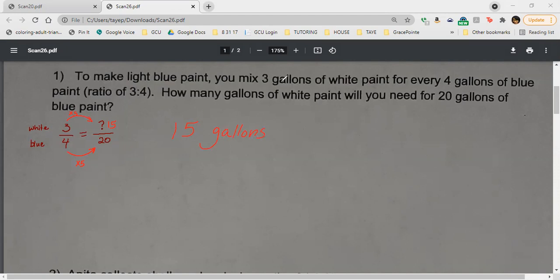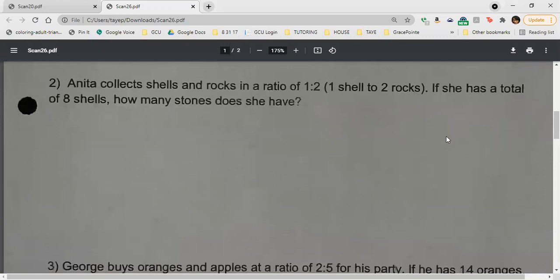All right, so let's go to the next one. Anita collects shells and rocks in a ratio of 1 to 2, 1 shell to 2 rocks. If she has a total of 8 shells, how many stones does she have? So they wrote stones here, but we know that they're talking about rocks, right? So I'm going to write rocks under this word stones there. So let's start with our ratio. We have a ratio of 1 to 2. And remember that this is 1 shell to 2 rocks. And so now I'm going to make sure I set it equal.